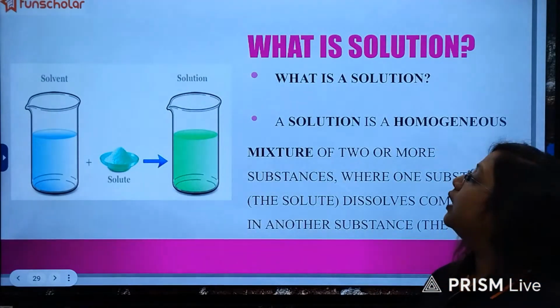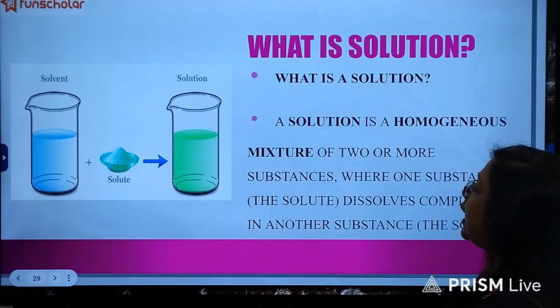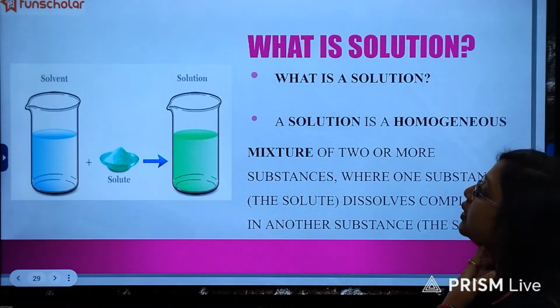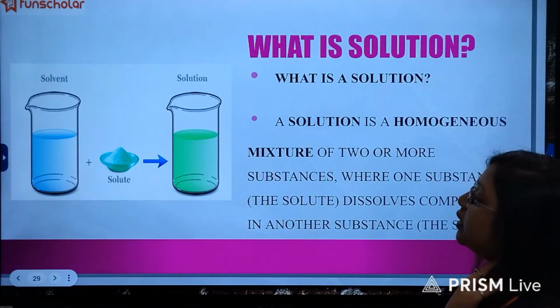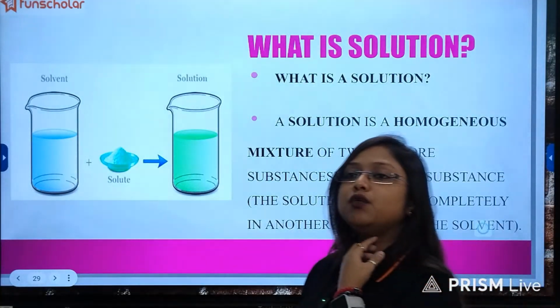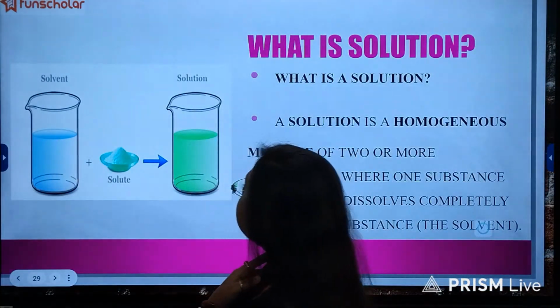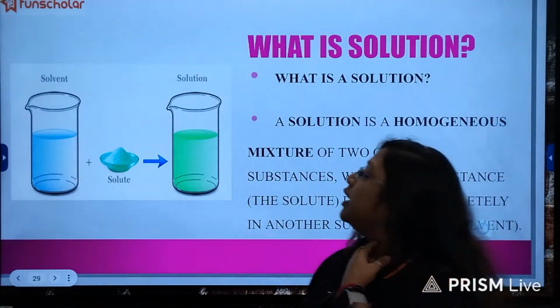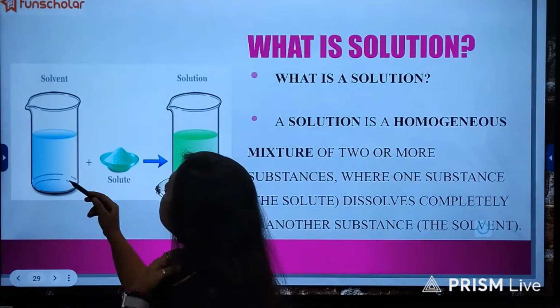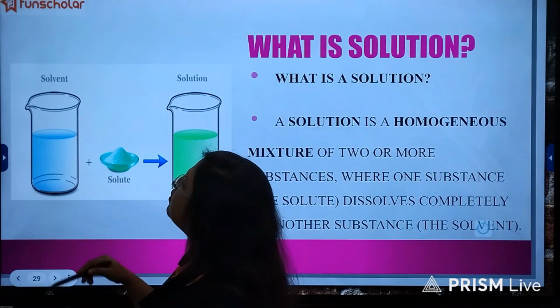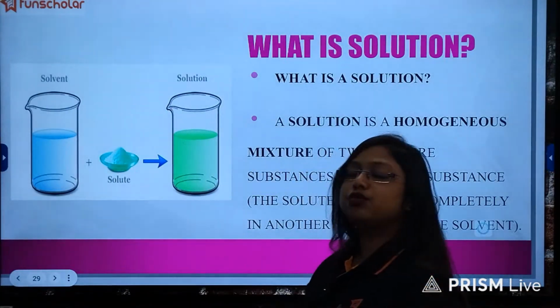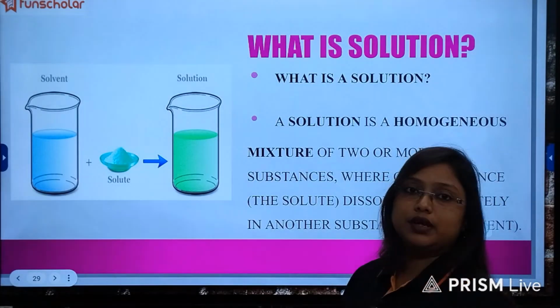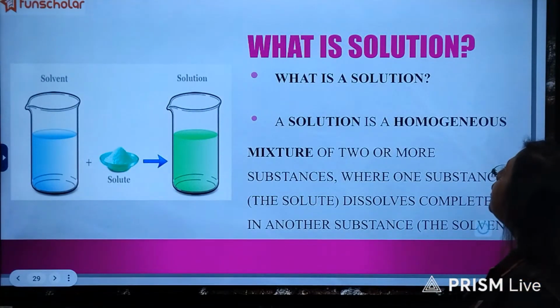So let's learn what a solution is exactly. If we want to make a solution, there are two things we have to add. First one is solvent and second one is solute. Now let's learn which one is called solvent and which one is called solute. If we see that picture, there is a liquid substance which is described as the solvent, and there is some kind of solid substance which is called the solute here. Now let's learn about it in detail.